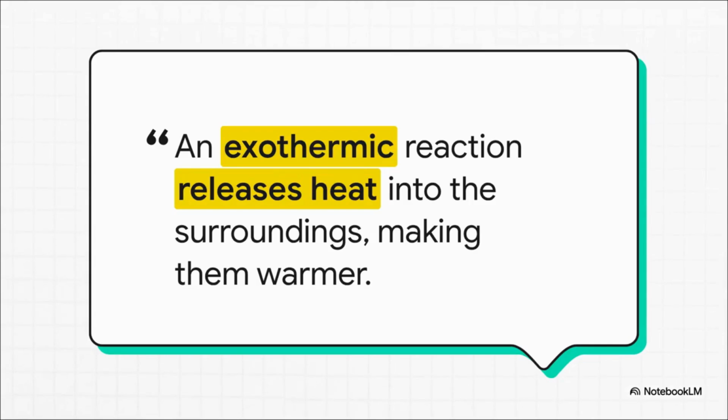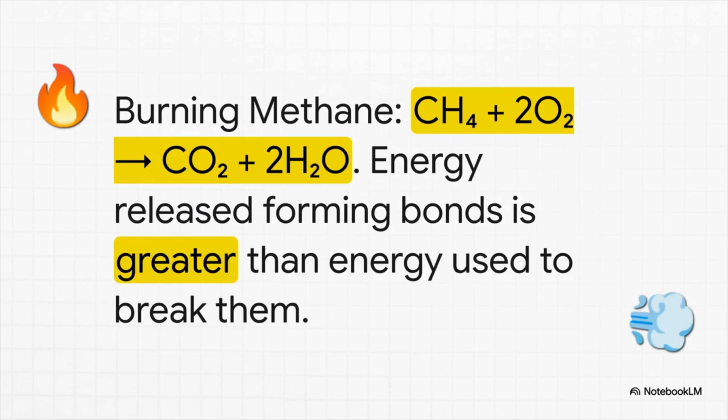Let's make this real with a classic example. An exothermic reaction is probably the kind you're most familiar with. Just think about lighting a gas stove or a barbecue. You are witnessing the combustion of methane. So here's what's happening. One molecule of methane is reacting with two molecules of oxygen, and what you get out is carbon dioxide and water.